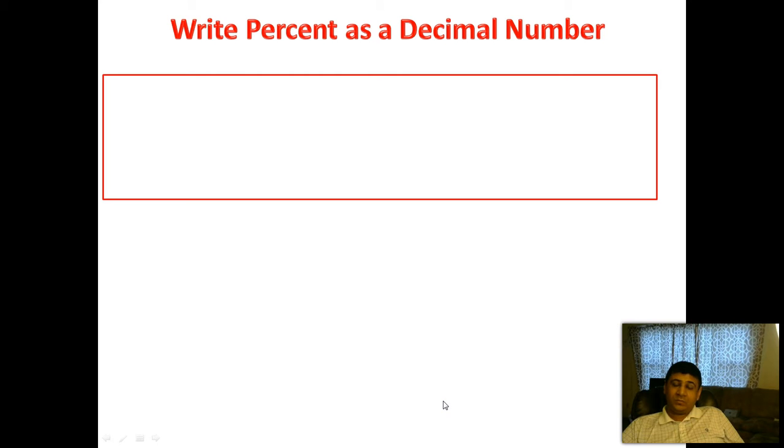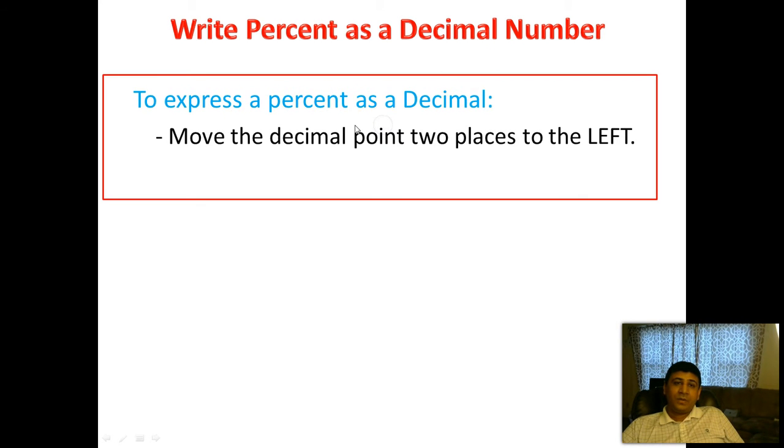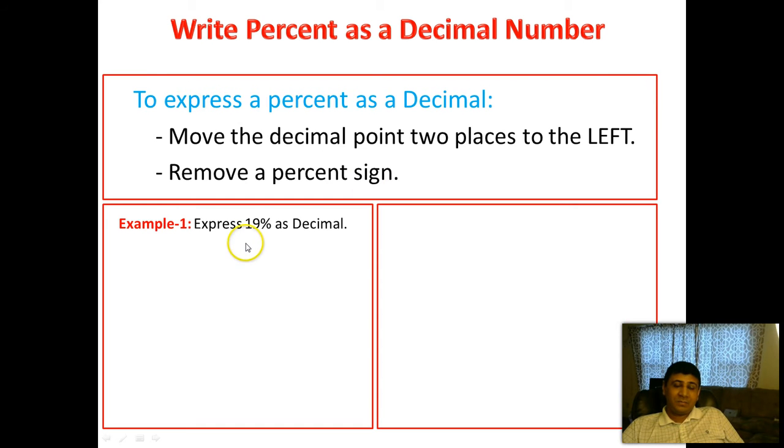Now let's go backwards. Suppose a percent is given to you and we want to write it as a decimal number. To express a percent as a decimal number, we move the decimal point 2 places to the left. Remember, in the last slide we moved it to the right. Here we'll move the decimal point 2 places to the left and then remove the percent sign. It will become clear with the example here.